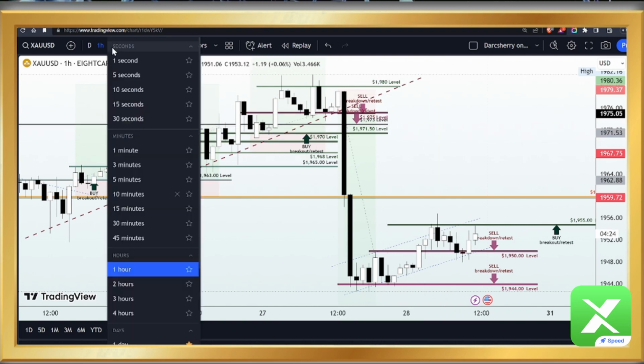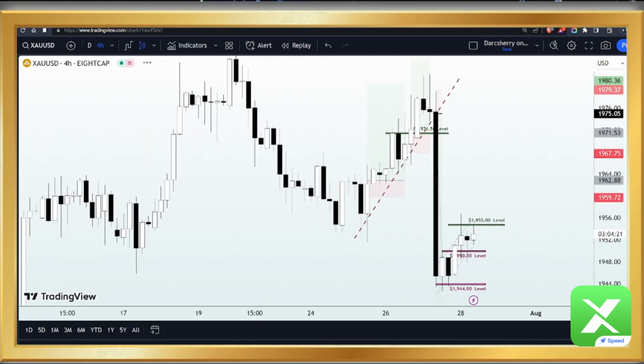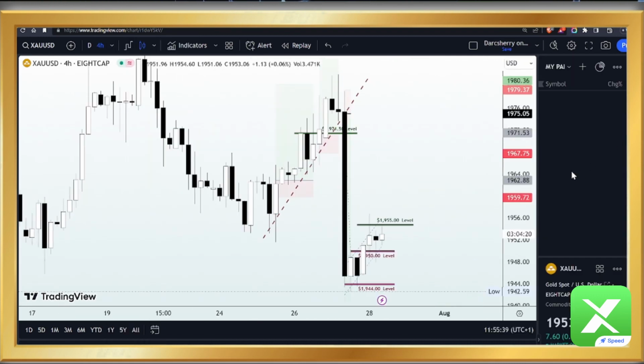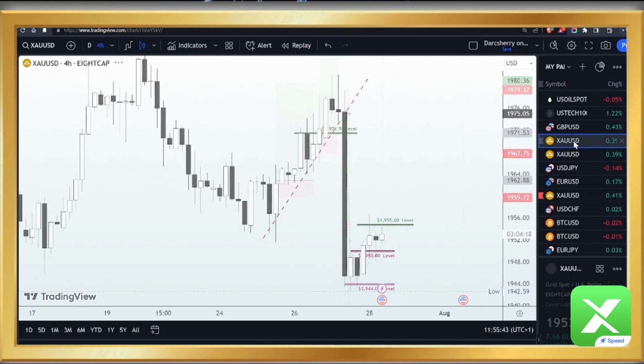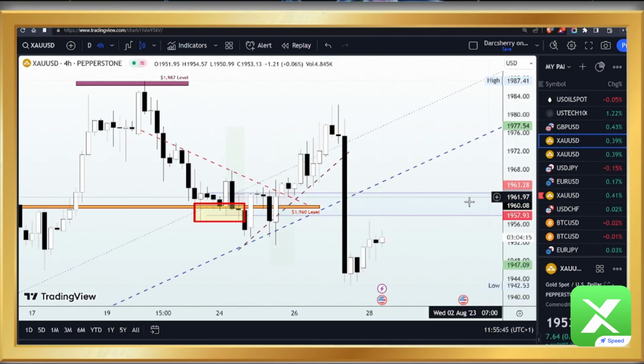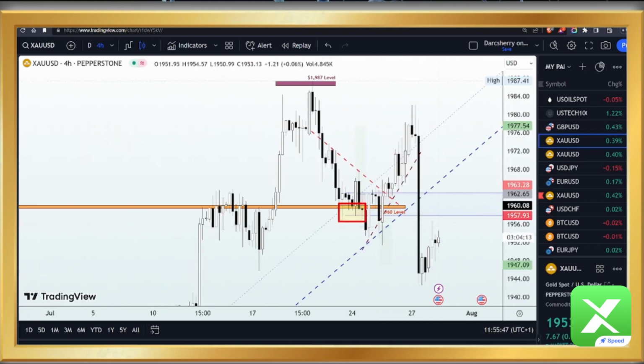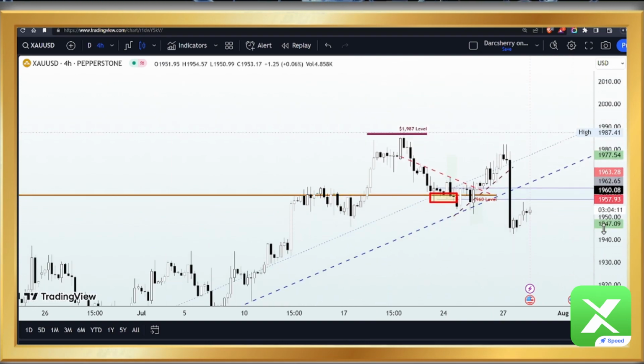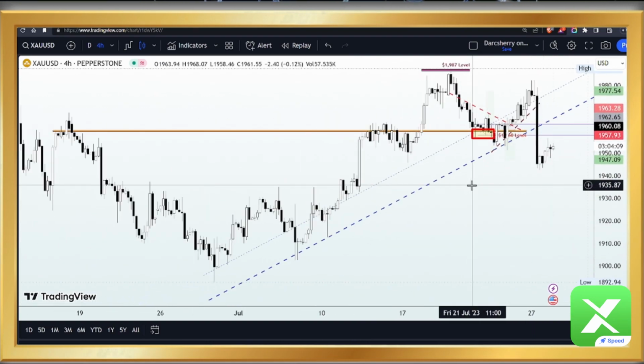Now, going into the 4 hours time frame, I want to refresh our memories as regards what we saw at the beginning of the week on this chart. Now, if you remember vividly, at the beginning of the week, this is what we were able to come up with.